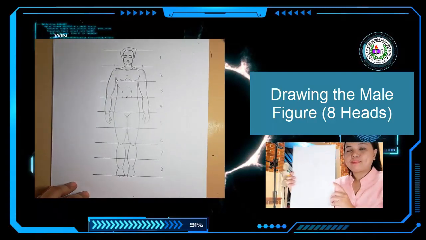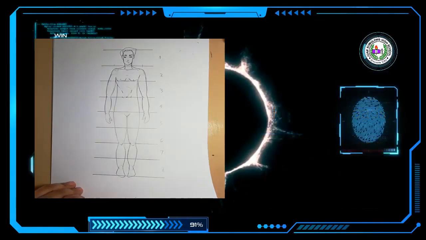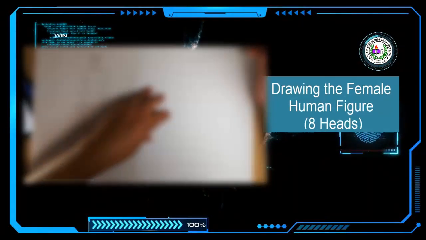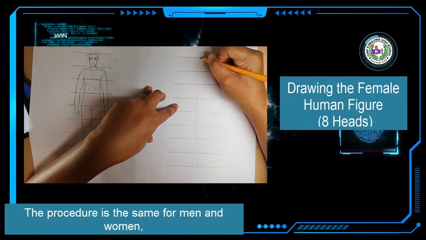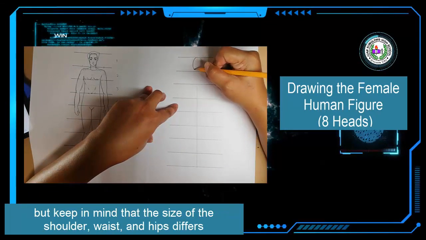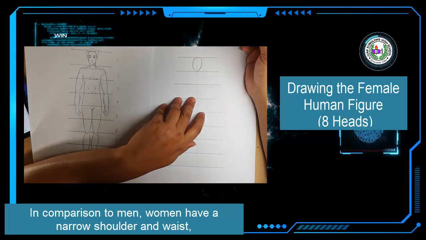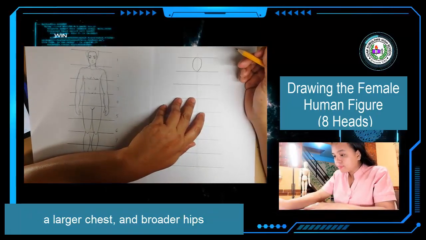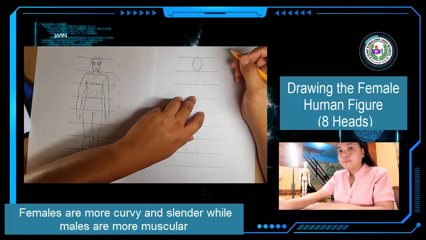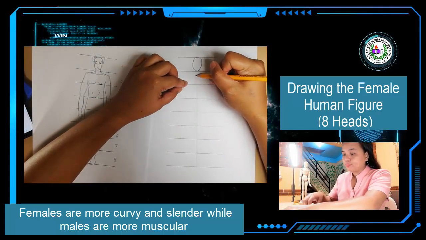There you go. We have now our male figure. The procedure is the same for men and women, but keep in mind that the size of the shoulder, waist, and hips differs. In comparison to men, women have a narrow shoulder and waist, a larger chest, and broader hips. Females are much more curvy and slender, while males are more muscular.